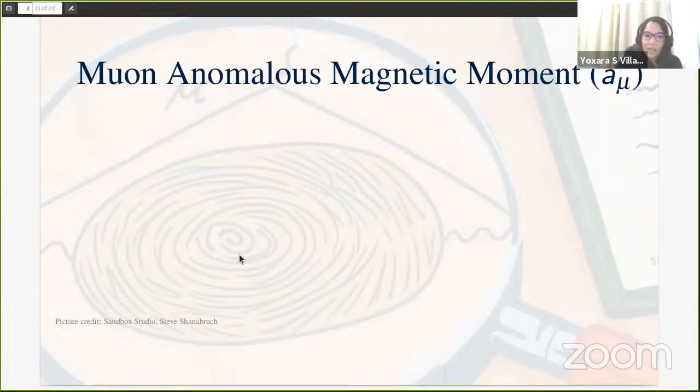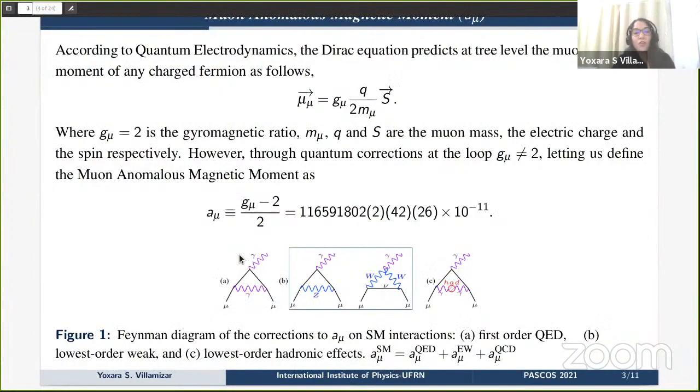First, I will introduce the muon anomalous magnetic moment. From the Dirac equation at tree level, the muon magnetic moment is described by this equation. It is proportional to the gyromagnetic ratio, the letter g here, and at tree level this value is 2. But with quantum corrections, there is a deviation, and this value is different from 2. The muon anomalous magnetic moment is defined by this equation.